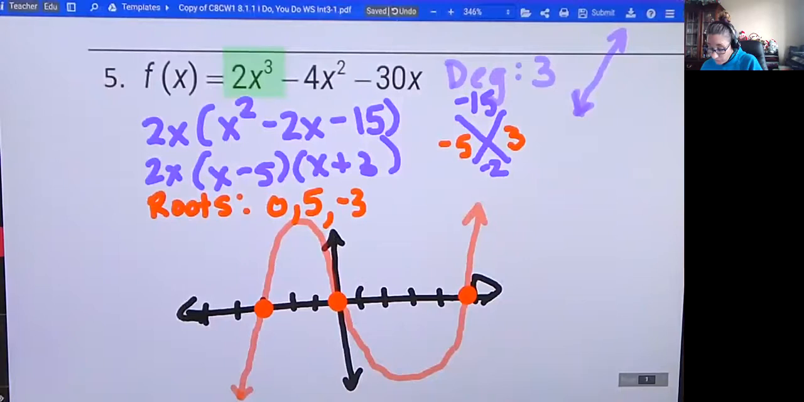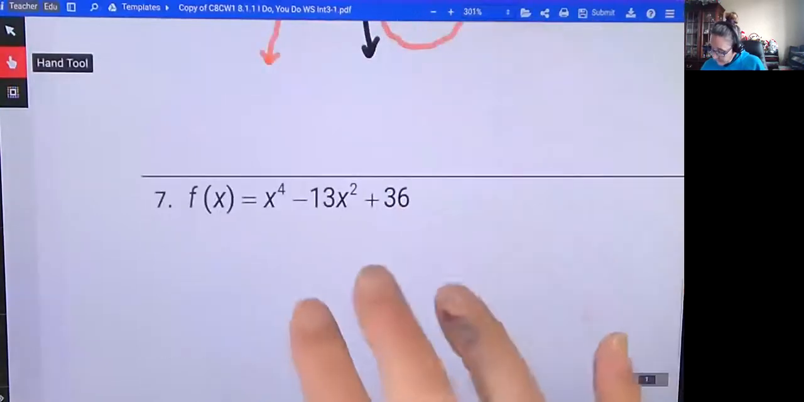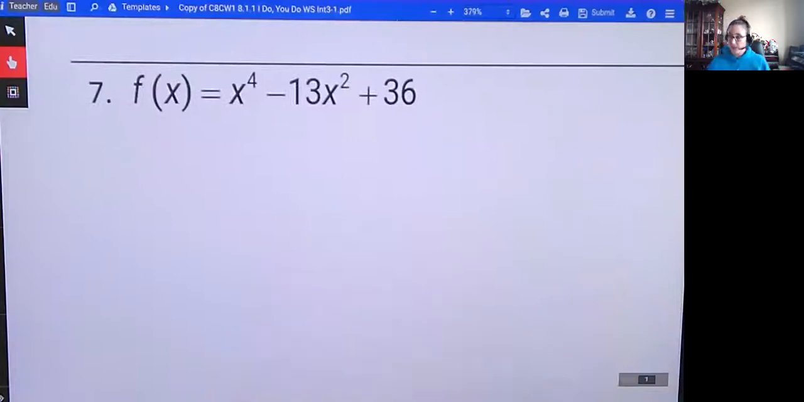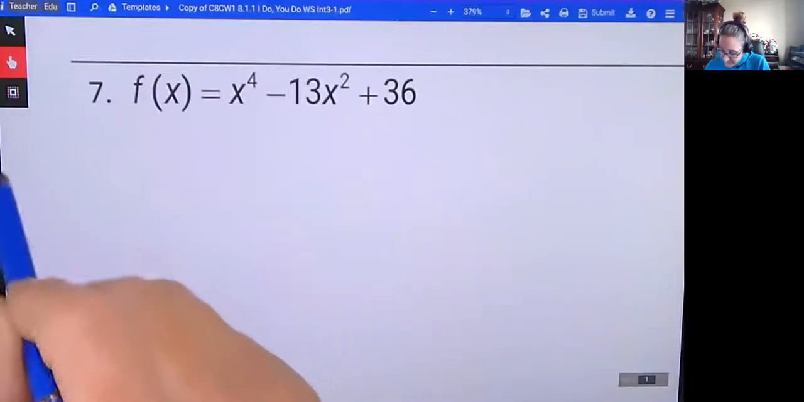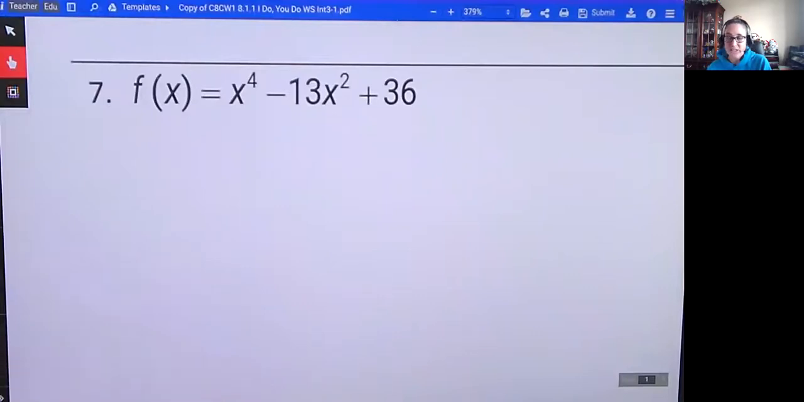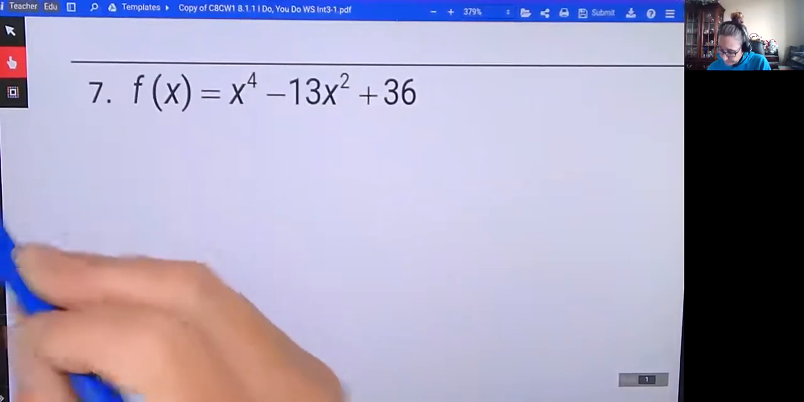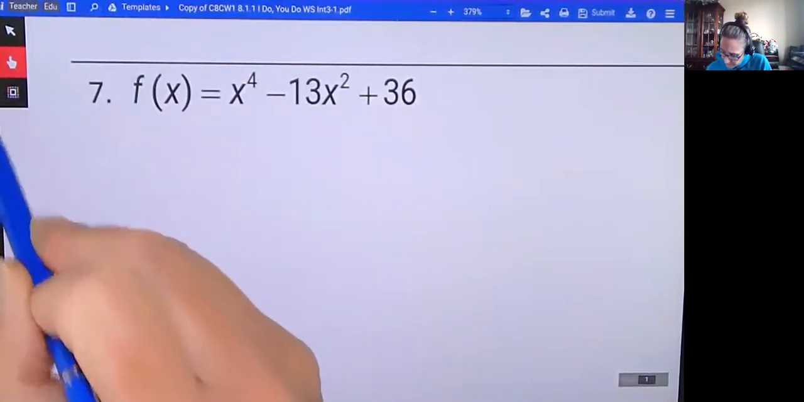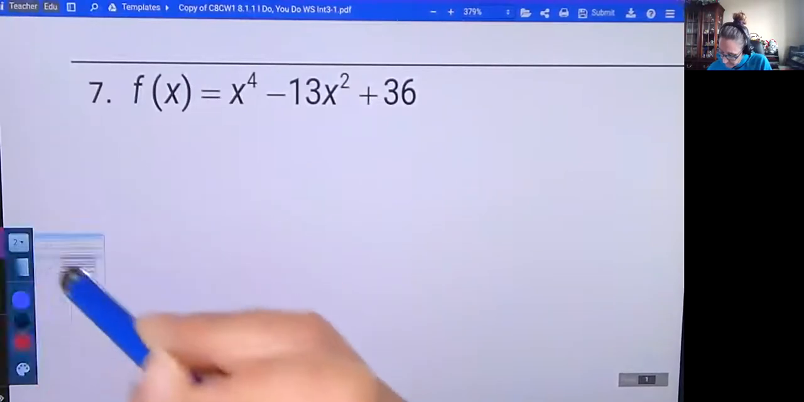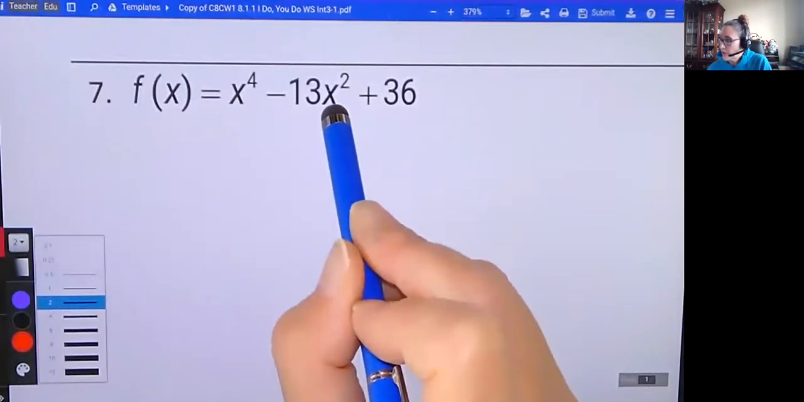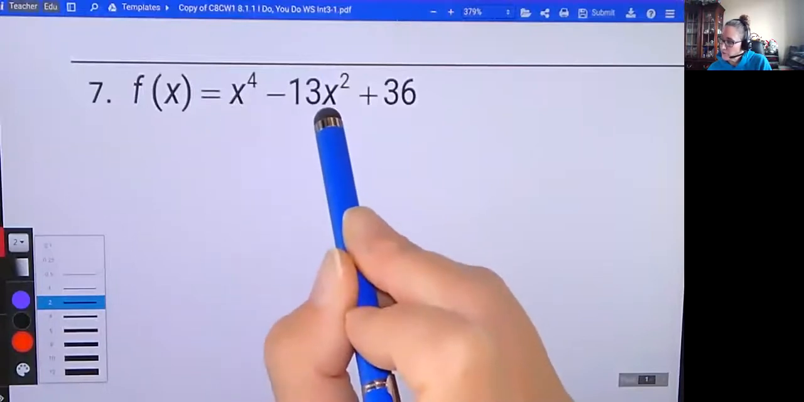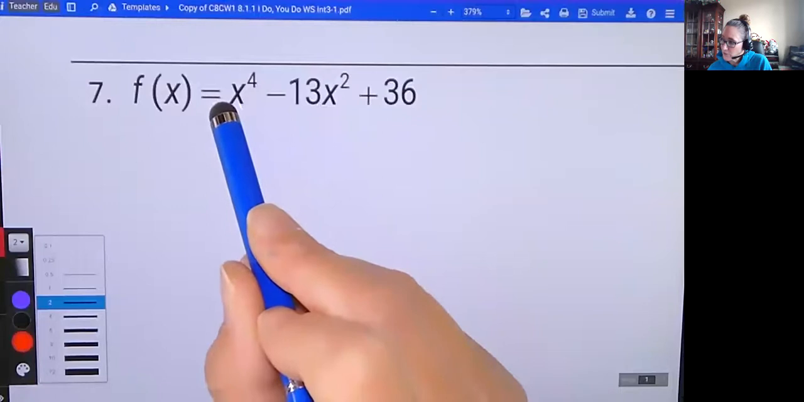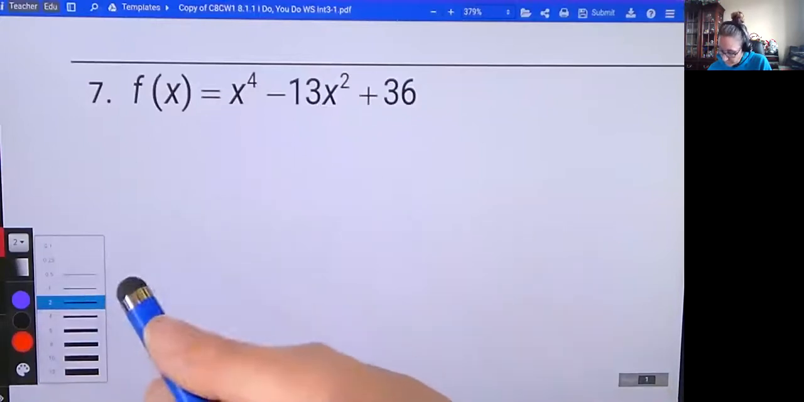Now I'm going to go on to number 7. On number 7, similar to the last one, it's not in factored form. This is kind of like the ones we were doing at the beginning of the year where we did the let u equal. You can do that. I'm not going to do that in my example, and I'll show you why in a sec, how I personally do these. But you could let x squared equal u, and then this would be u squared, like we did in the beginning of the year, chapter 2, I believe.